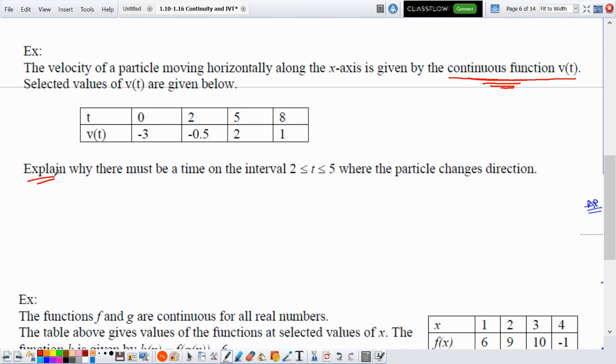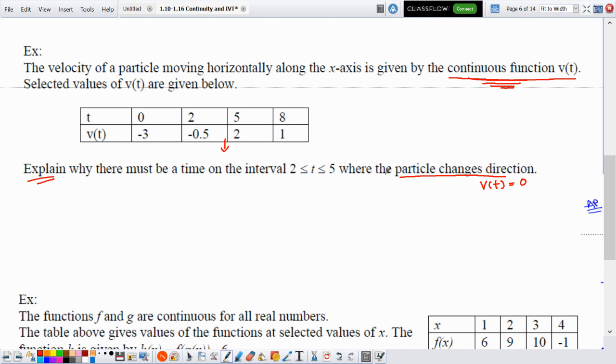Explain. Explain means conditions, conclusion. Why there must be a time where the particle changes direction. The particle changes direction, that means velocity changes sign. Or in other words, when you turn around, you have to stop. So you can say that v of t is 0. Velocity has to be 0, then only you turn around. So is 0 between somewhere here? Clearly, yeah, negative 0.5 and 2, and the 0 is somewhere here where velocity is 0. So this is a straightforward common sense theorem.